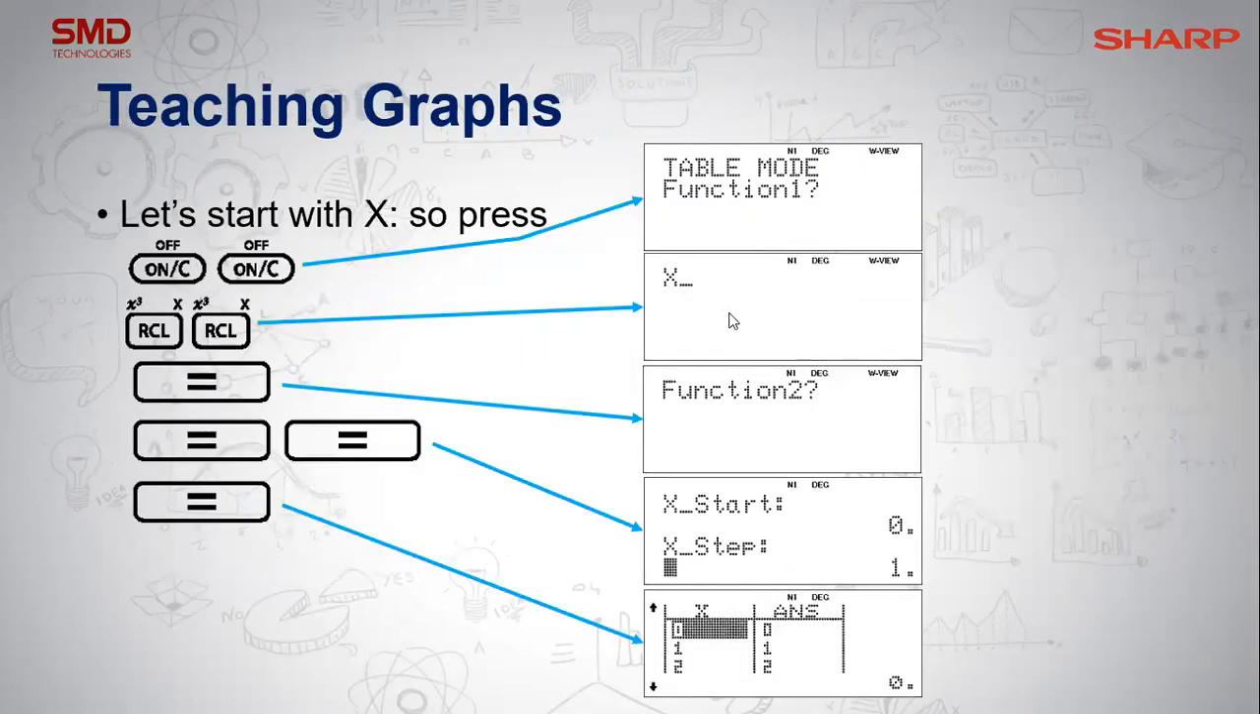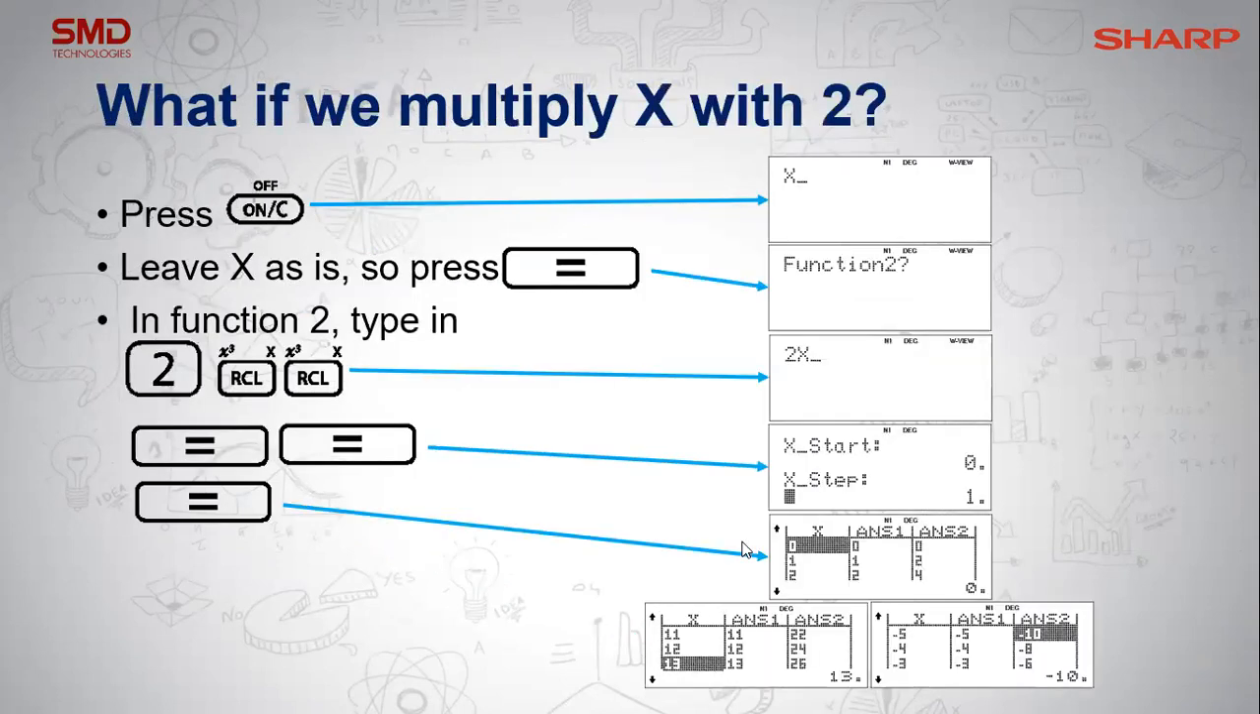So let's talk teaching graphs. What I did on the calculator, and I'm not actually going to do it on the calculator here because you've sort of seen what the mode is, I'm just going to go through the steps with you. In table mode, you would type in an X, leave function 2, and then look at your coordinate pairs. And you can see they're all identical.